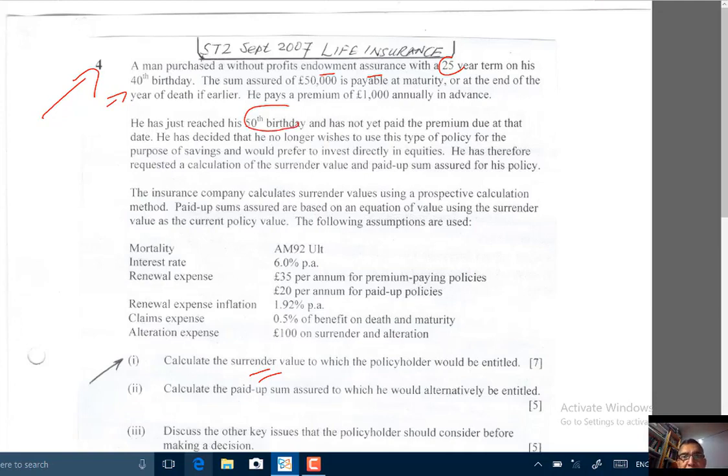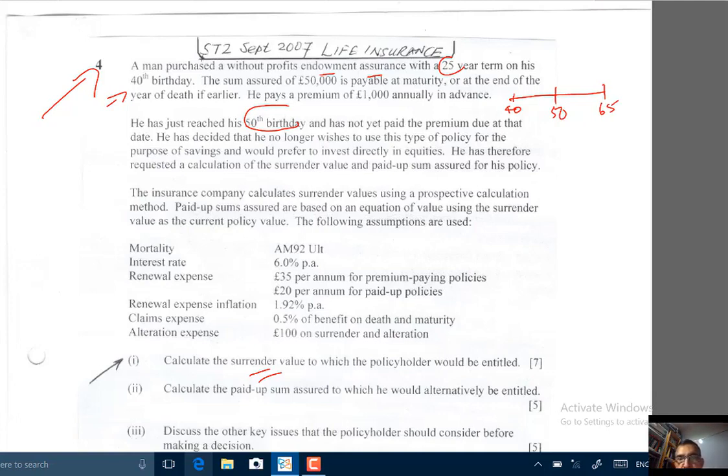Right before we move on, we are dealing with an endowment assurance, 25-year term, sold to somebody on his 40th birthday. The sum assured is £50,000. A premium of £1,000 is payable annually in advance. He has just reached his 50th birthday. So we're looking at 40, now he is 50, and this is a 25-year term, so we have 65. Okay, great.